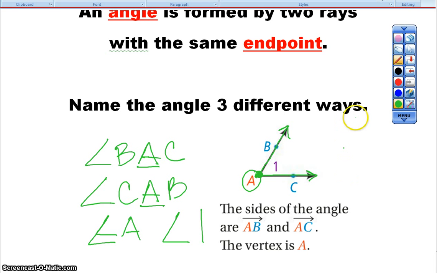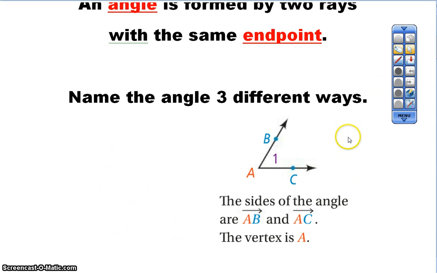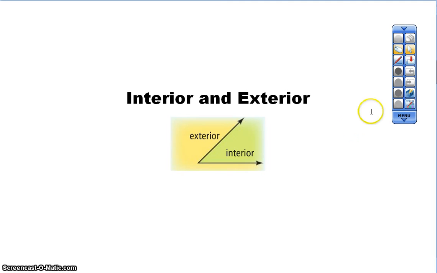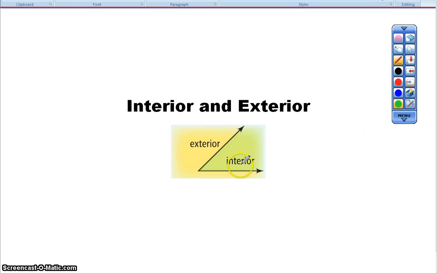In an angle, there are two different parts of the angle. There's an interior and an exterior. That's just where it is. The interior is in this green section right here. It's inside. And the exterior, of course, is everything that is outside of the angle.